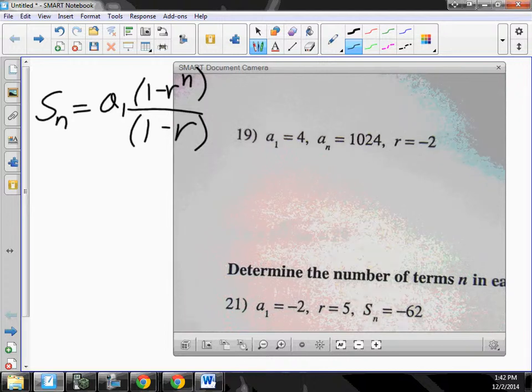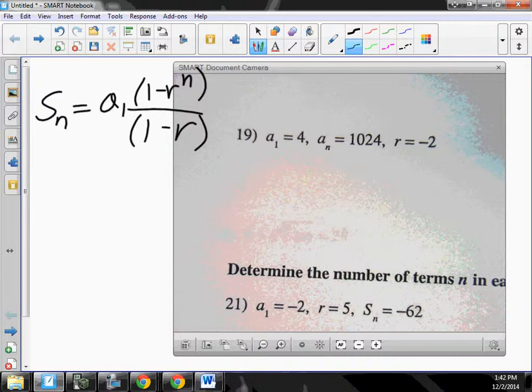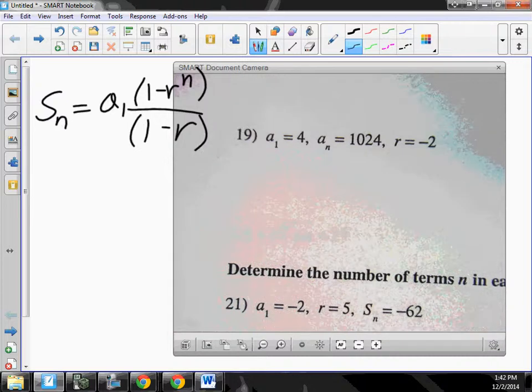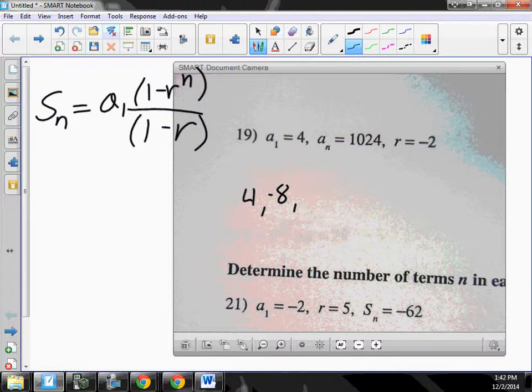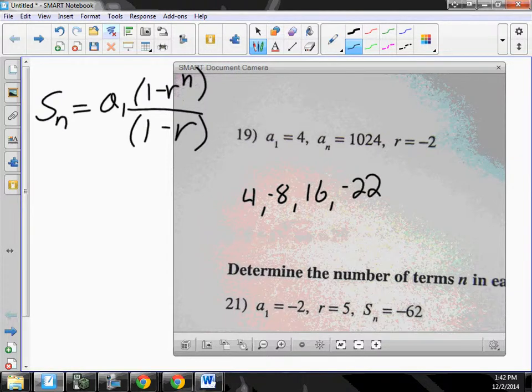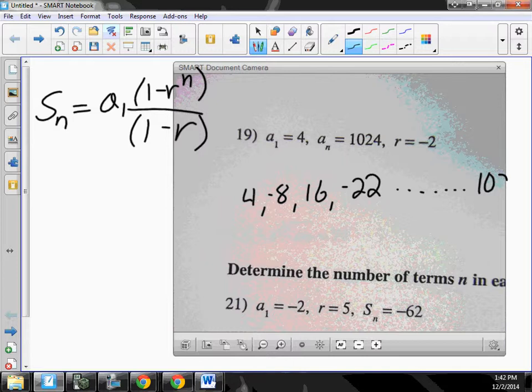Do I have a sub 1? Yes. Do I have r? Yes. Do I have n? No. What does n represent? The number of terms. The number of the term. So this starts with 4. And what happens to 4 to make it to the next term? Times by -2. So 4, then -8, then 16, then -32, and eventually I hit 1024.